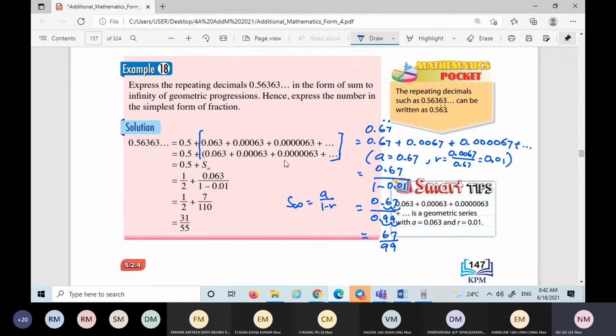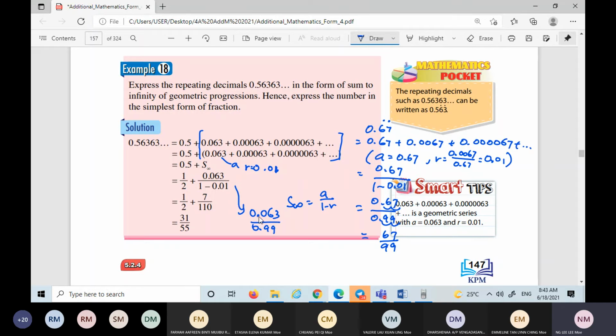Here you will have a sum to infinity series. This is the A, and the R is the same thing, 0.01. You just put it inside this S infinity formula, this is the A, and then 1 minus 0.01. Then 0.5, because you want to end with a fraction, change 0.5 to a fraction first. Here, this one is 0.063, then this one is 0.99.